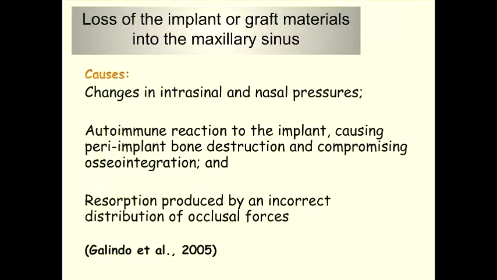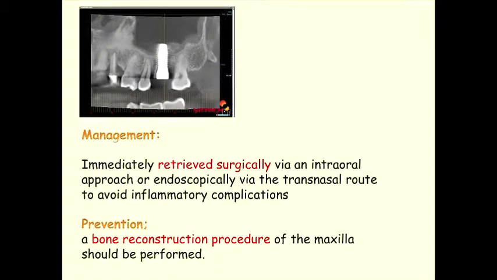Why would you lose the implant into the maxillary sinus? Change in the intranasal pressure. If you happen, this is going to cause that. You can cause an autoimmune reaction, or you can have resorption, or incorrect distribution of occlusal forces. I'll show you. How do you look after it? You have to retrieve it surgically if the implant goes in. Intraoral approach, or endoscopy approach. You don't do that, but you can let an ear, nose, throat specialist do that. They go endoscopy in the nose and they can take it from there. But you can do this one. Or, as prevention, a bone reconstruction procedure of the maxilla should be performed.